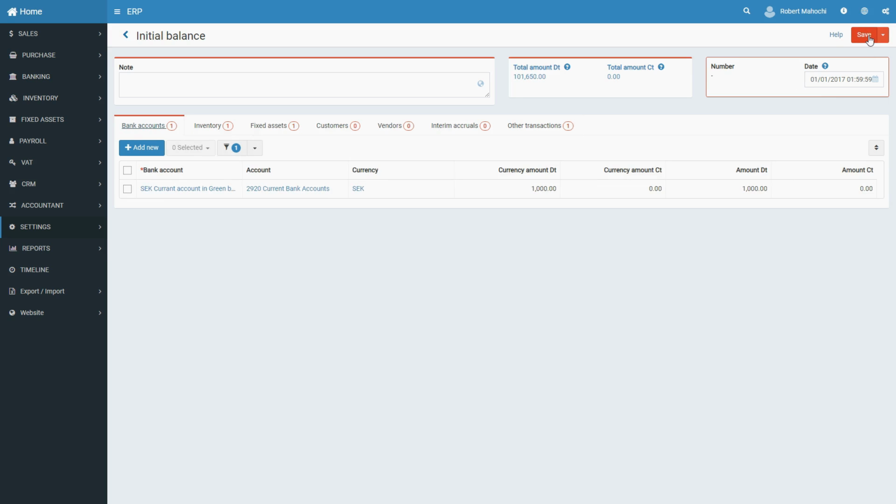Save the initial balance. As to the number and date fields, they will be auto-completed automatically, as is the case with all newly created entries. Post initial balance to see the changes in the system.